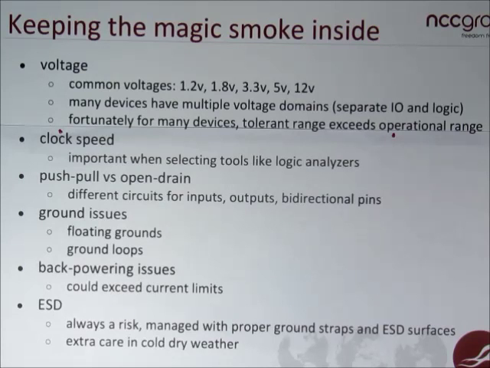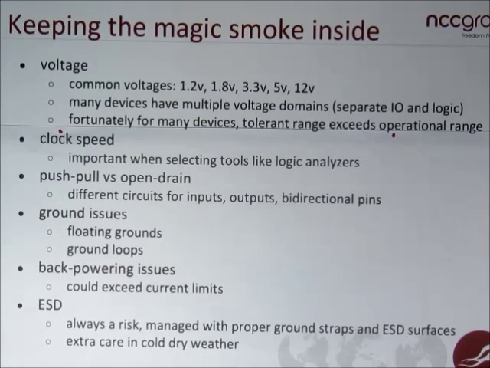And some devices will actually have multiple power domains, so the pad ring that drives all the external circuitry of the chip will be on one power rail, but the core logic inside will be a different one. They can be the same voltage, sometimes they're different, depending on the device. So you just need to make sure that you get it all lined up. If you're trying to connect your laptop, which, you know, USB is 5 volts, to a device that's running at 1.2, you can try something.